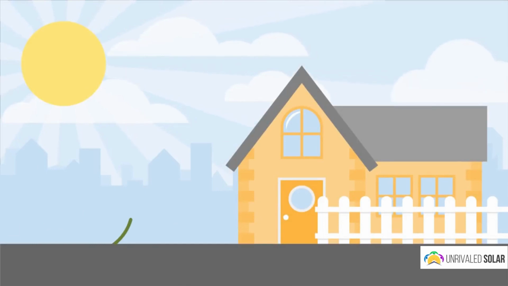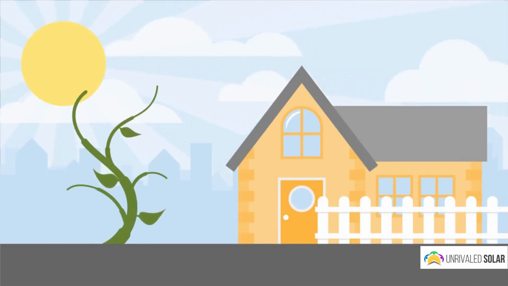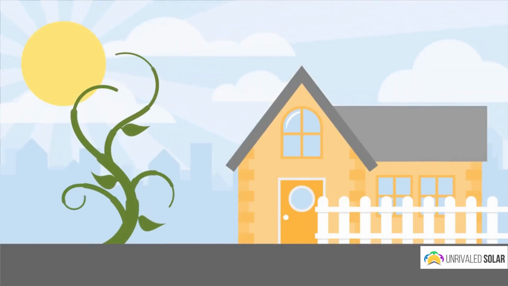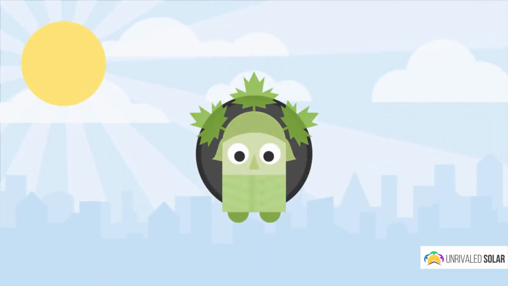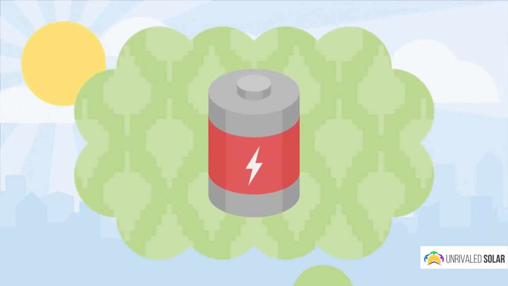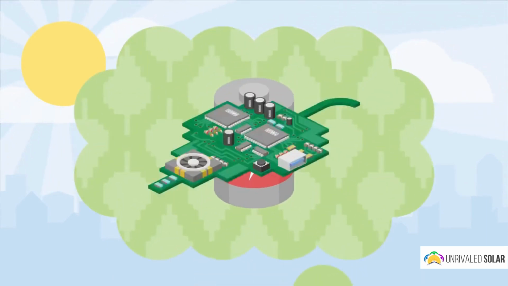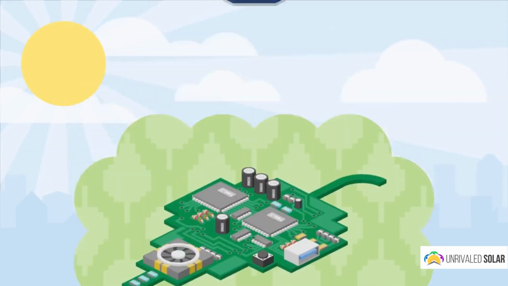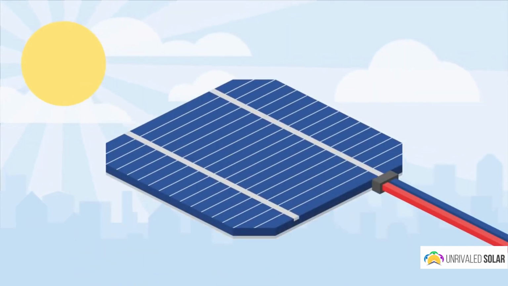We know that plants get their energy from the sun through their leaves in a process called photosynthesis. We humans don't have our own leaves, but maybe we can get energy from the sun in a different way. Electrical energy, that is. Could there be some kind of electrical leaf? A solar cell gathers light from the sun and generates electricity, just as a leaf generates food for a plant.